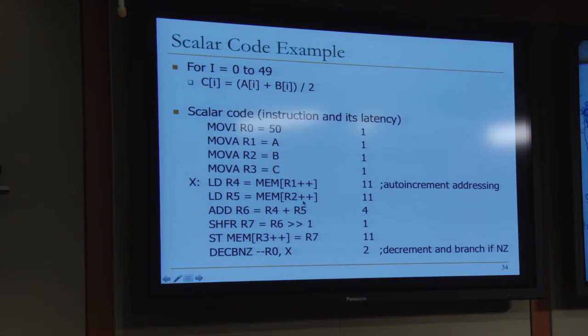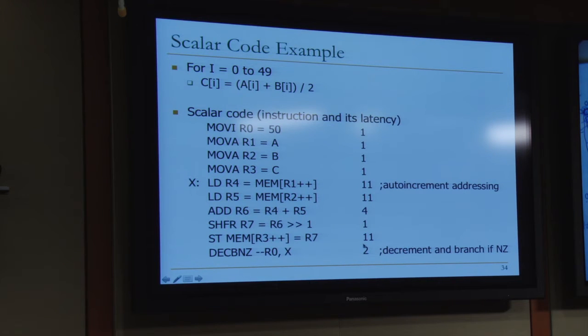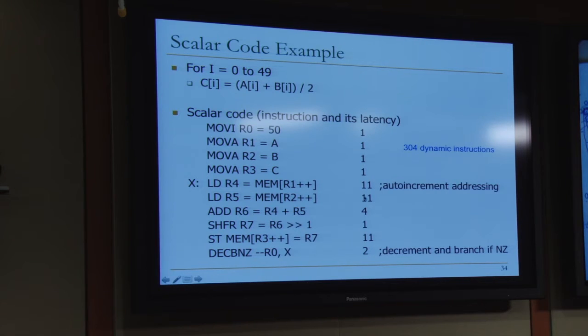If you don't have auto-increment addressing, this will be longer code. You need to do the address calculation. But basically, once you do the load over here, you increment R1. That's the beauty of auto-increment addressing here. And remember, when we talked about auto-increment addressing, it works really nicely for arrays, and you can see it works really nicely here. So if you do this calculation, it's 304 dynamic instructions. You have 50 times 6, 300, and then the header here, 304. It's a lot. You're going to fetch and decode this many instructions.